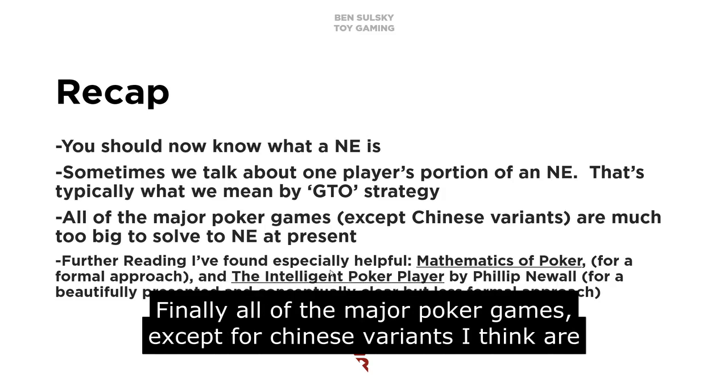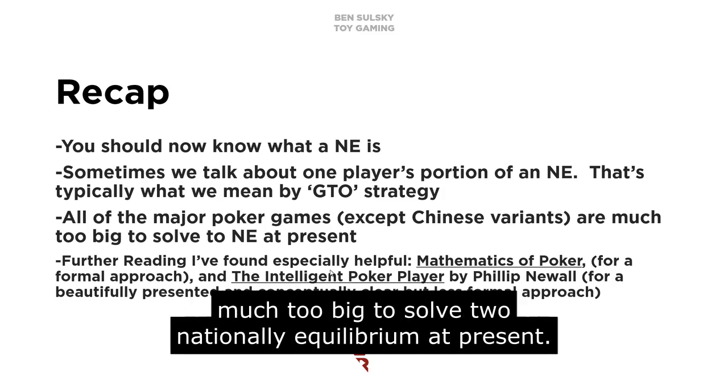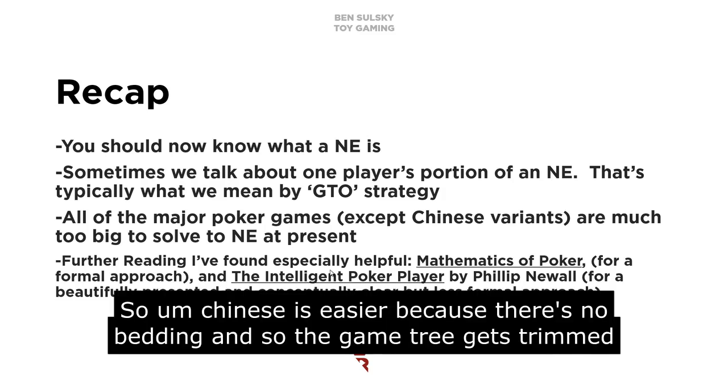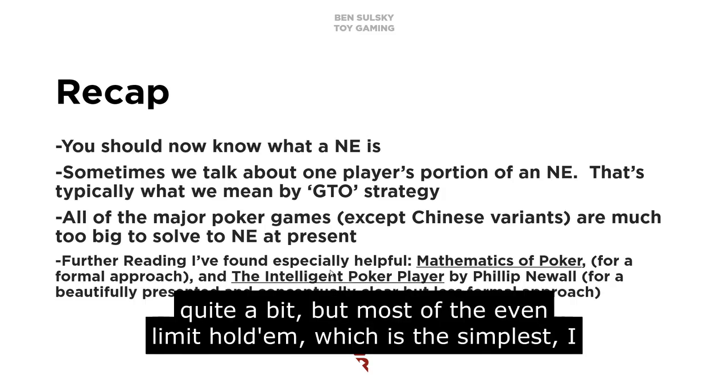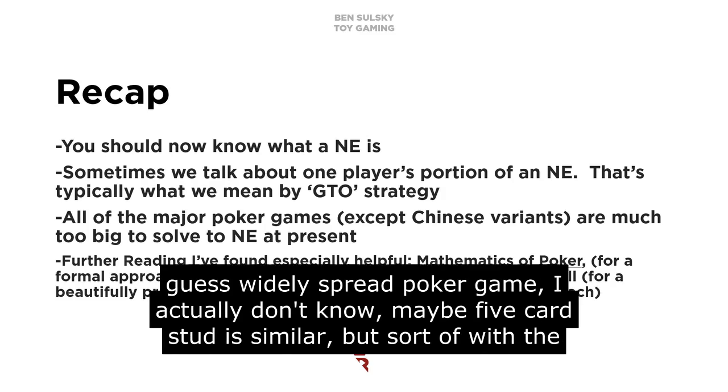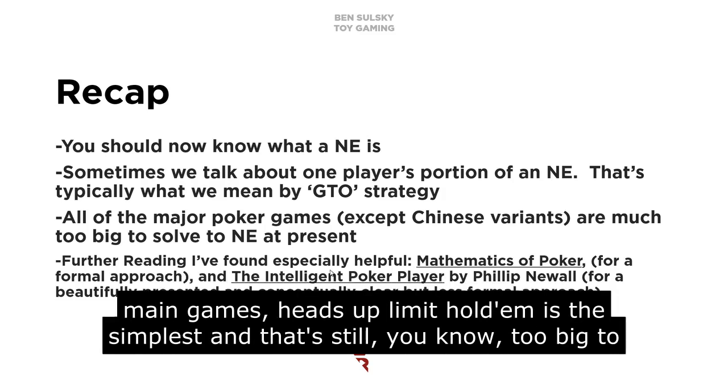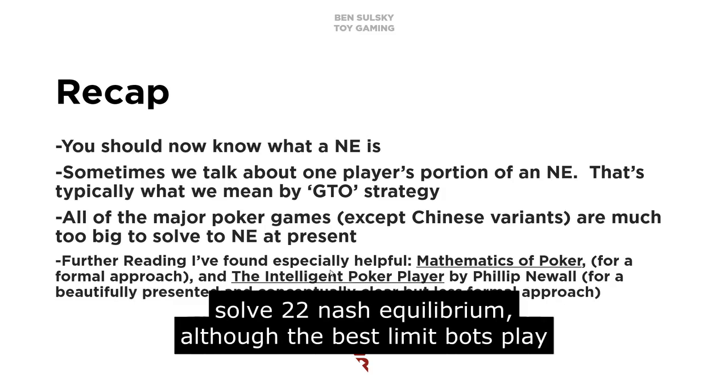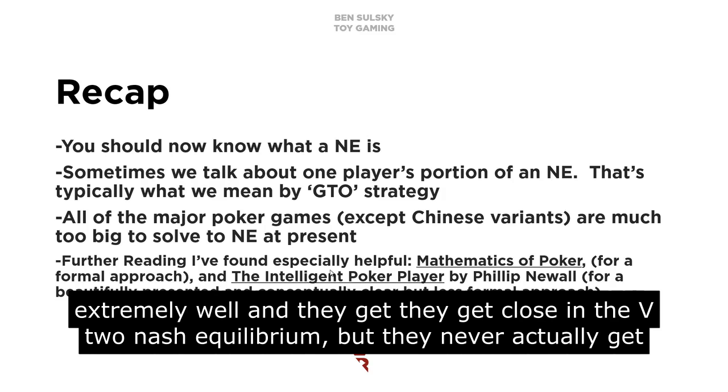Finally, all of the major poker games, except for Chinese variants, I think, are much too big to solve to Nash equilibrium at present. Chinese is easier because there's no betting, and so the game tree gets trimmed quite a bit. But even Limit Hold'em, which is the simplest widely spread poker game, I actually don't know, maybe 5-card stud is similar, but of the main games, Heads Up Limit Hold'em is the simplest. And that's still too big to solve to Nash equilibrium, although the best limit bots play extremely well, and they get close in EV to the Nash equilibrium, but they never actually get there.